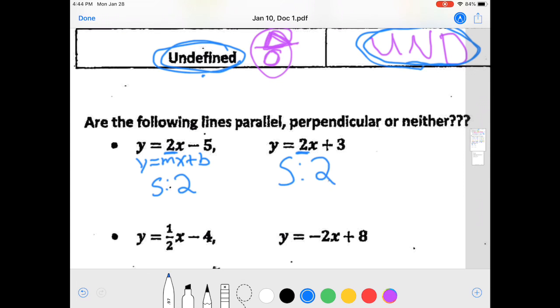Before you answer parallel, also make sure it's not going to be neither. Because if it is the exact same line, it is not parallel, it's neither. So our negative 5 and our 3 tells us that it's going to have different y-intercepts, so they're going to be different lines. So this one is going to be indeed parallel.